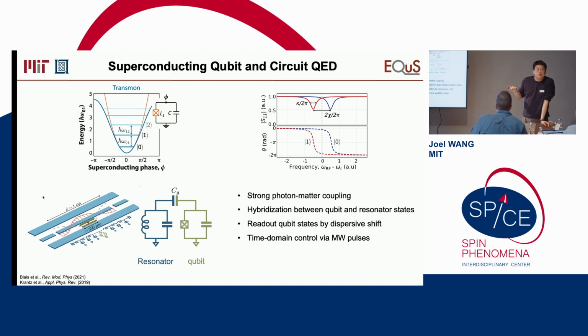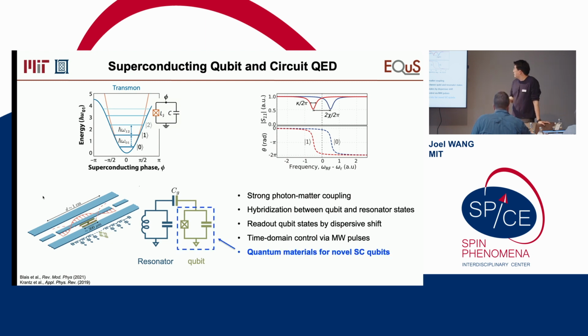And what is more interesting for this purpose is that, because of this property, we can take advantage of it by coupling, for example, some materials for creating novel superconducting qubits, or the other way around, we can couple the materials that we want to study in this setup for detection, okay?